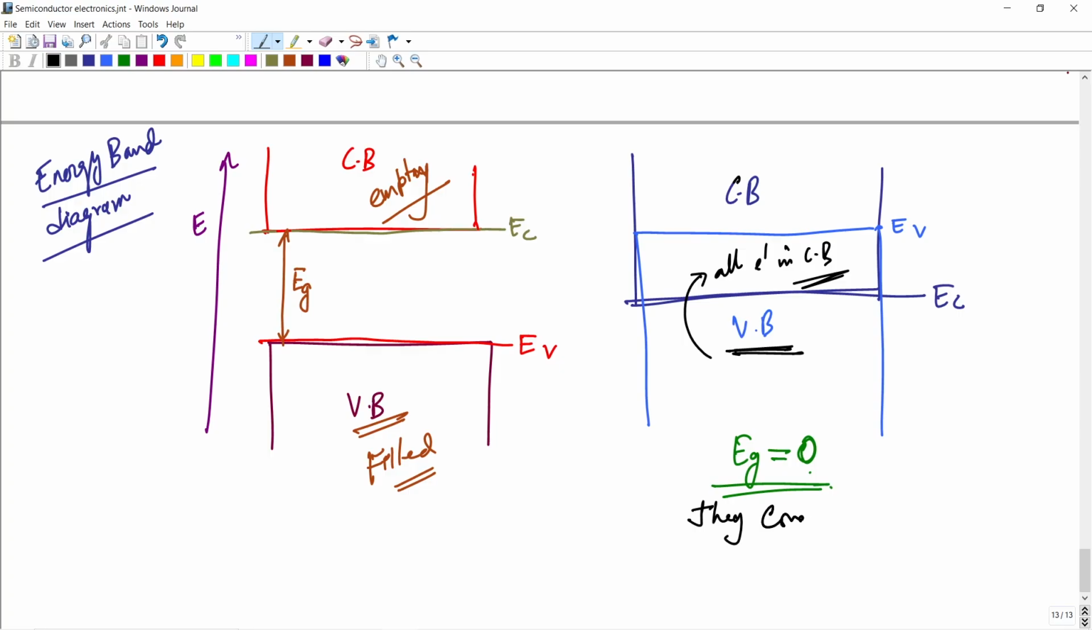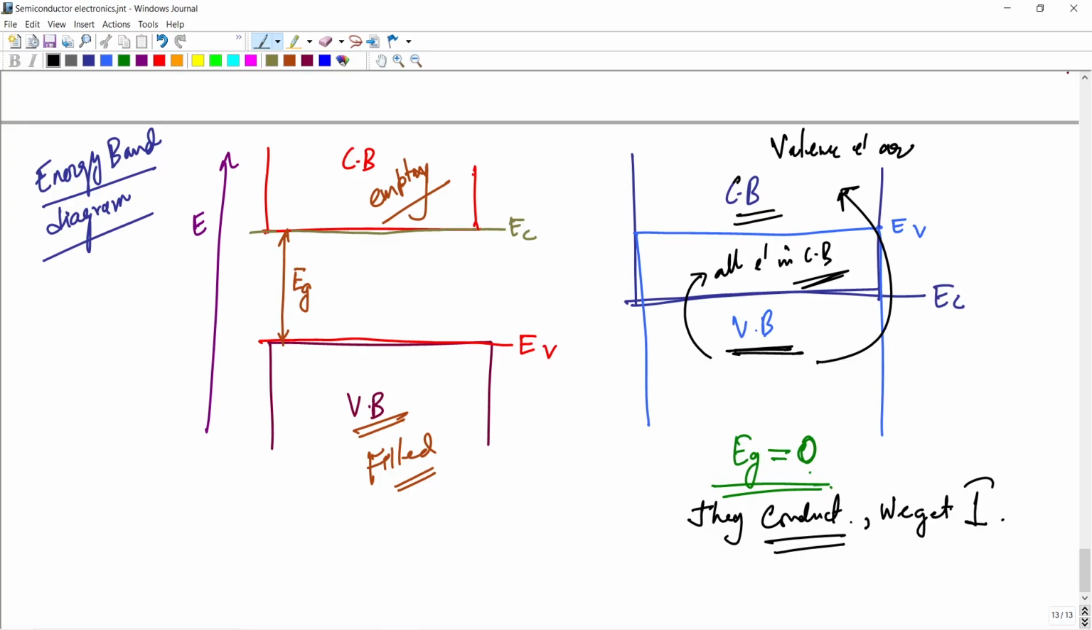So they conduct and we get current, because these valence electrons are now conduction electrons in this diagram. Here the energy gap is 0, so we always get current, at any time, in any situation.